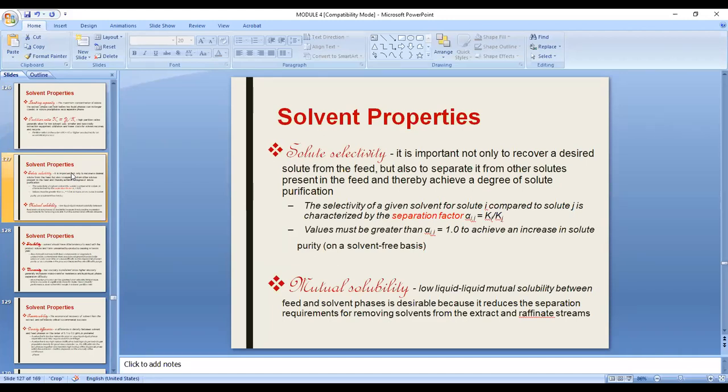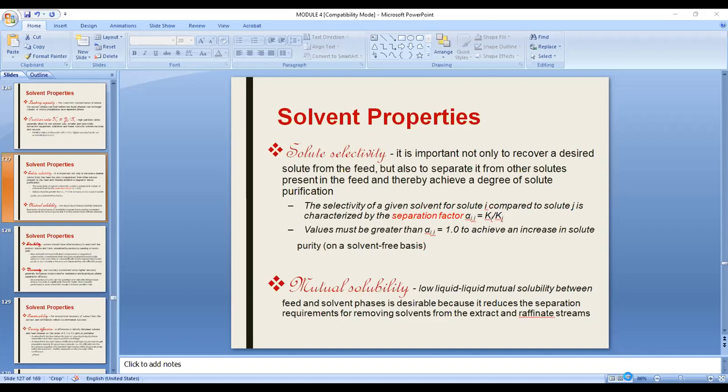Now, the selectivity of a given solvent for a solute I compared to solute J is characterized by the separation factor, which is compared to the relative volatility in distillation. In extraction it is simply the ratio of the partition ratios of component I to J. So meaning the mole fraction of component I in the extract phase over the mole fraction of component I in the raffinate phase divided by the mole fraction of component J, rather, no, not mole fraction, by the way, because this is liquid-liquid extraction. It's mass.